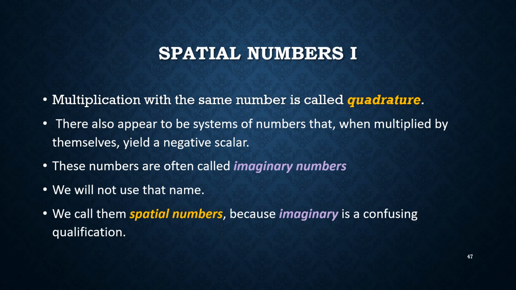There also appear to be systems of numbers that, when multiplied by themselves, yield a negative scalar. These numbers are often called imaginary numbers. We will not use that name. We call them spatial numbers, because imaginary is a confusing qualification.